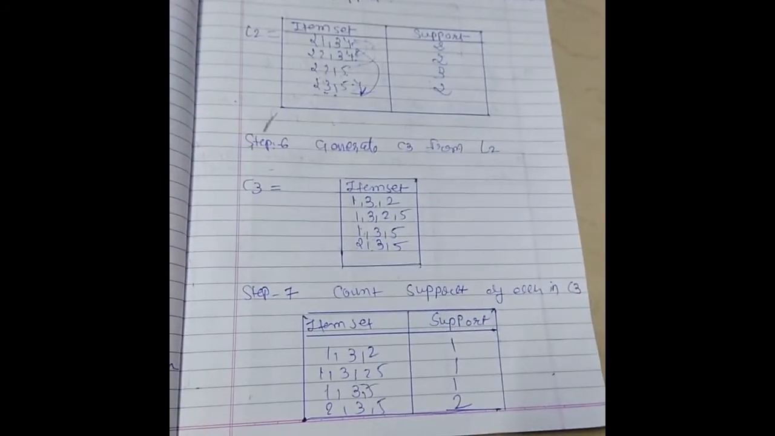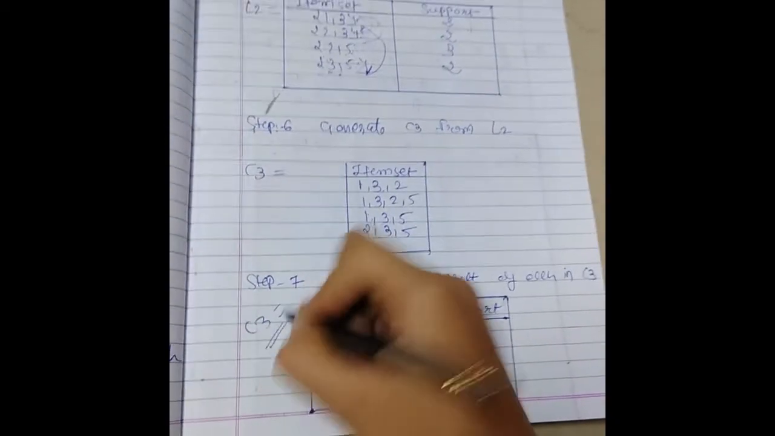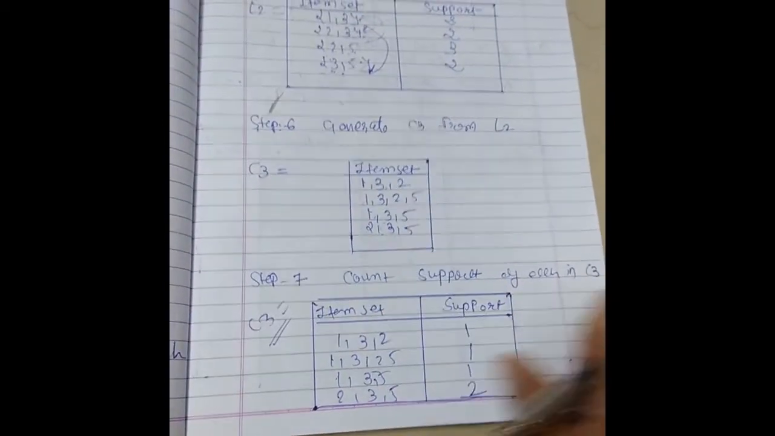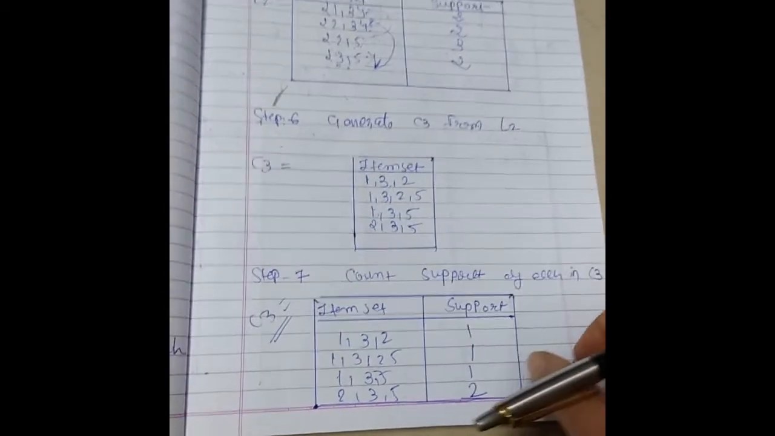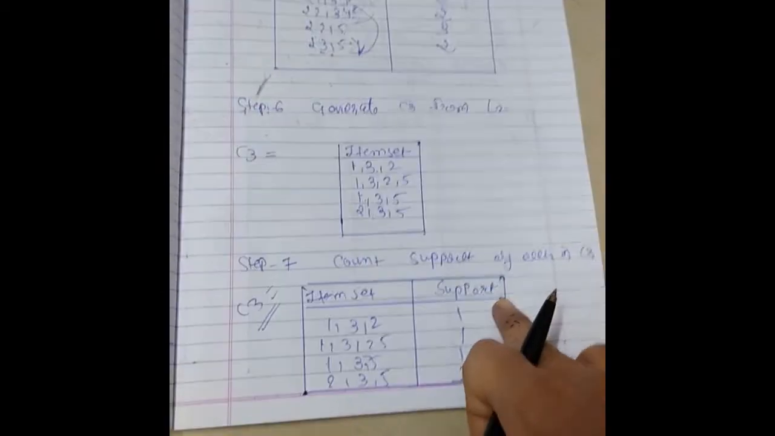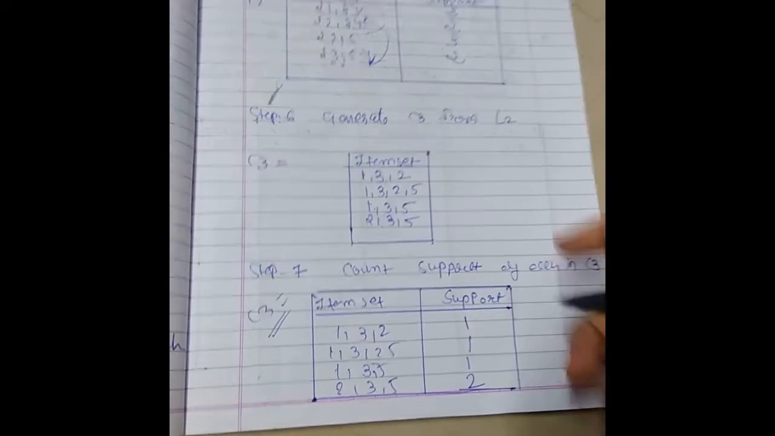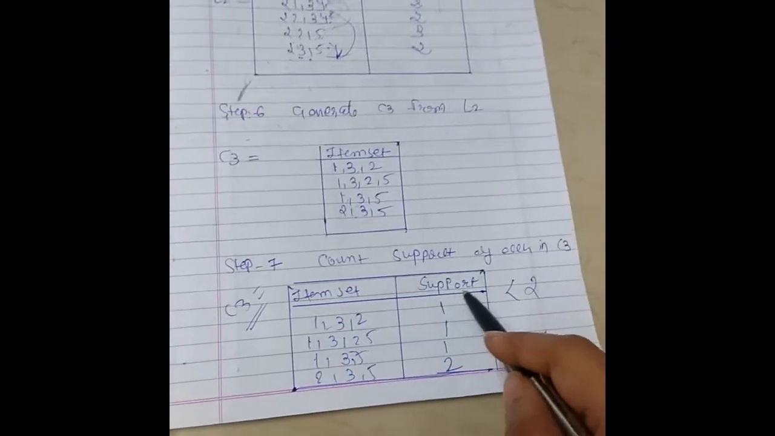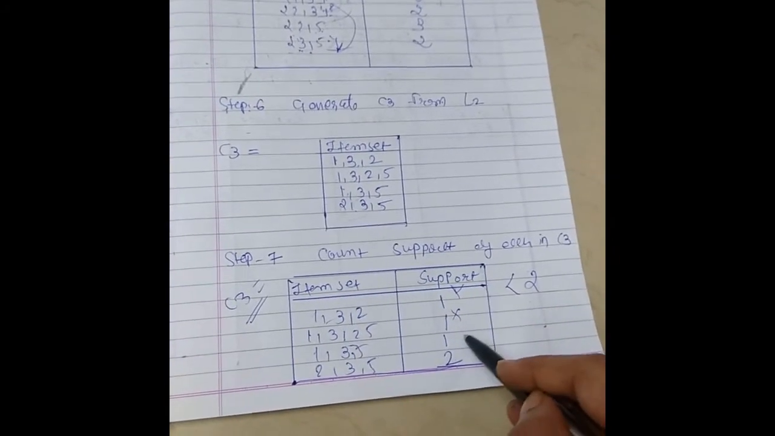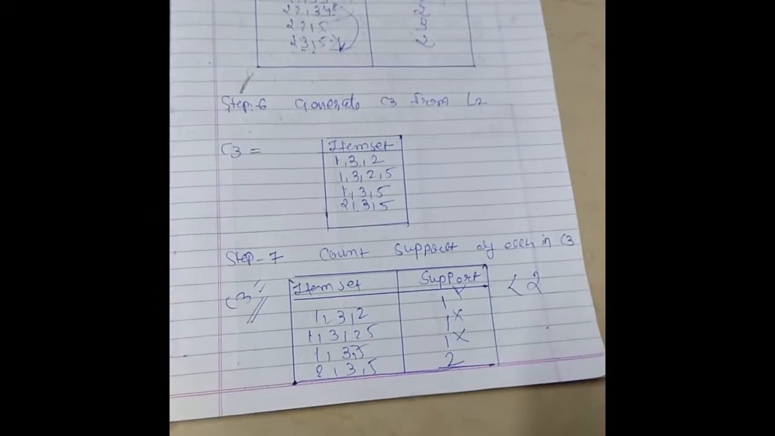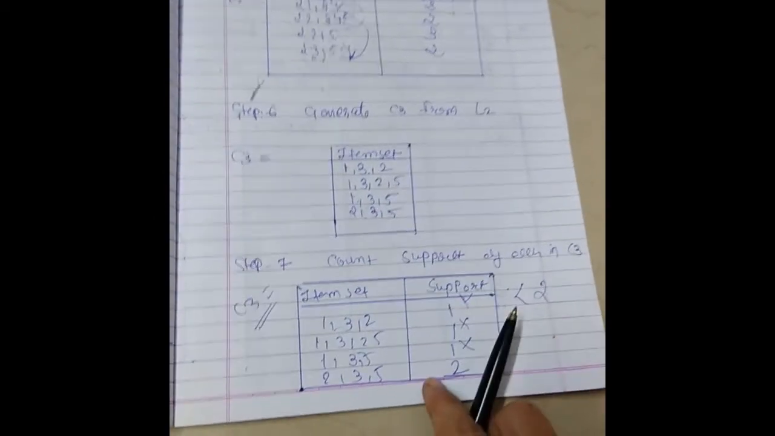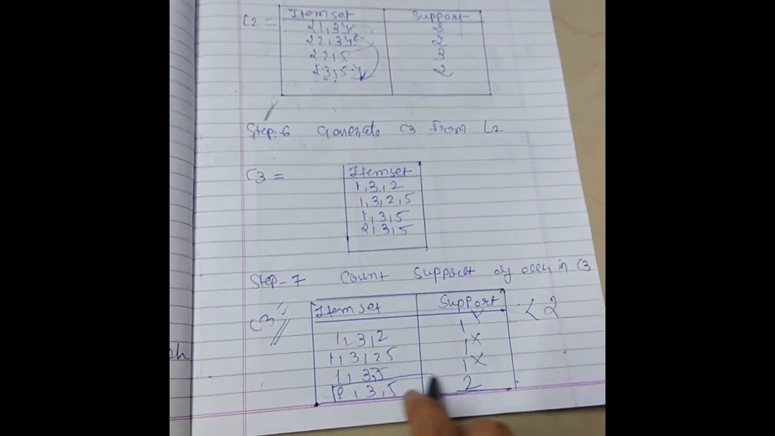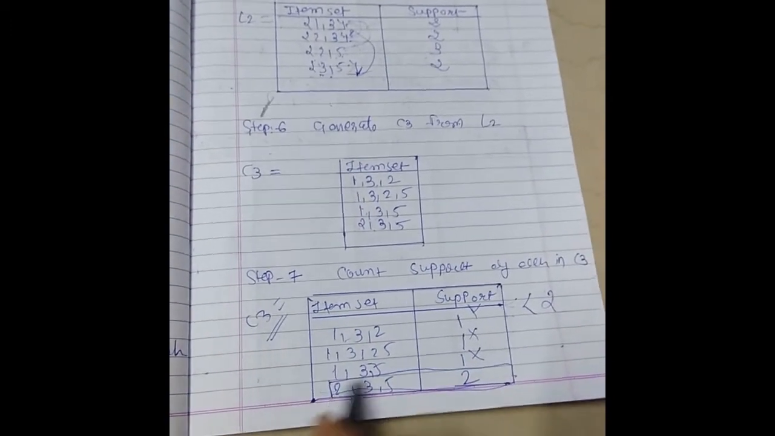This is C3. From C3 we'll calculate L3. For that we consider the minimum support count, which is 2, and item sets whose support count is less than that are discarded. So 1, 3, 2, and 1, 3, 2, 5, and 1, 3, 5 all have support count less than 2, so they are discarded. L3 contains only one item set, which is 2, 3, 5.